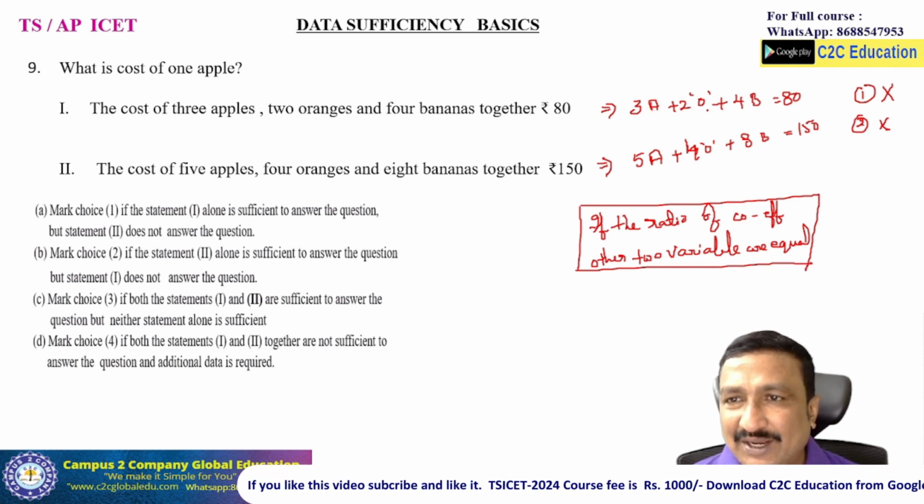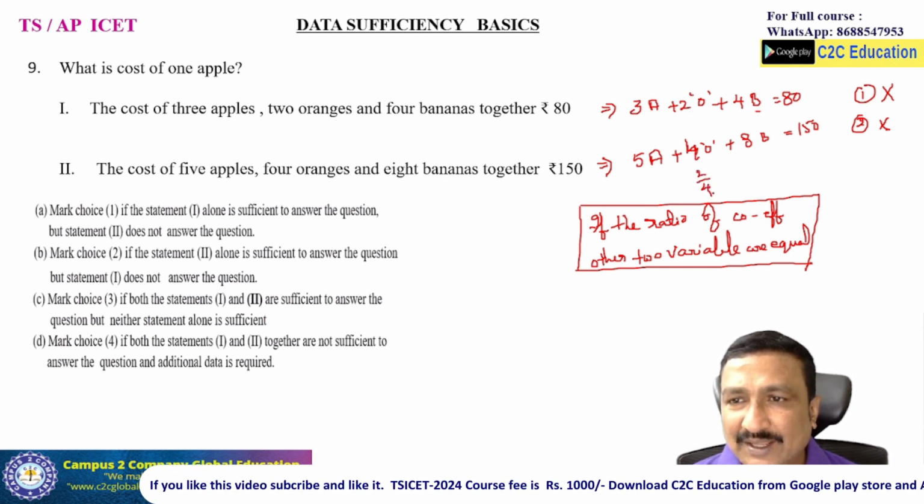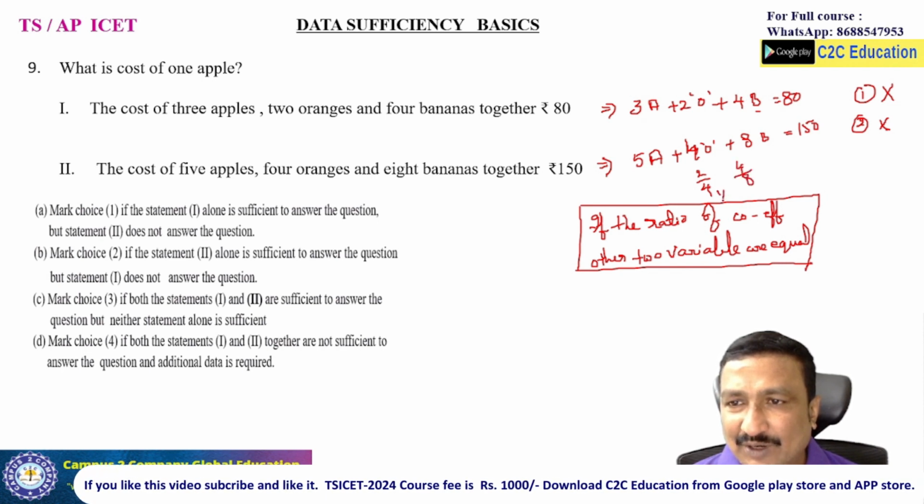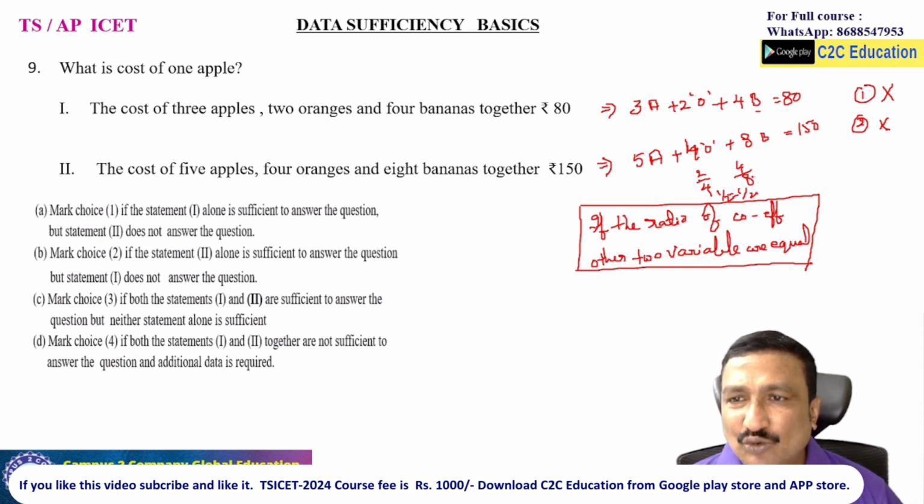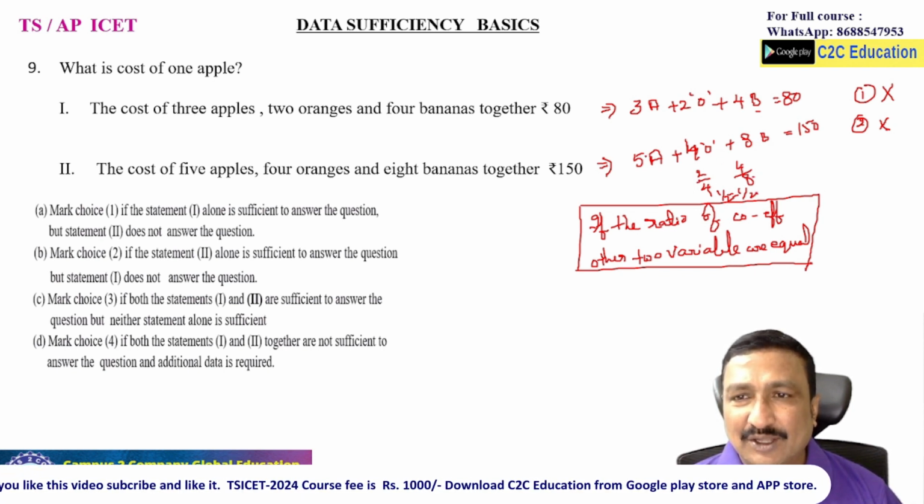So we have to eliminate oranges and bananas. Look at the oranges coefficients, 2 by 4. Here look at the bananas coefficients, 4 by 8, which is equal to 1 by 2 and 1 by 2. Both are the same. And these 2 coefficients are the same. We can find the third variable.